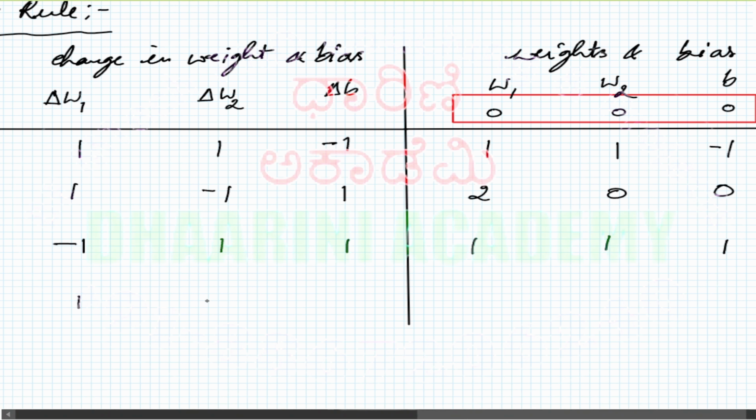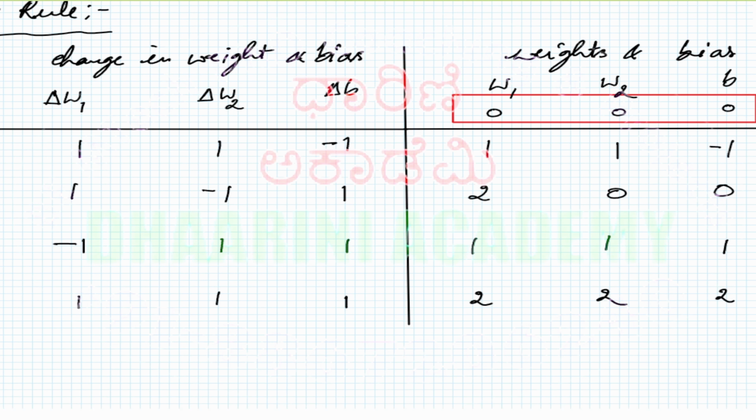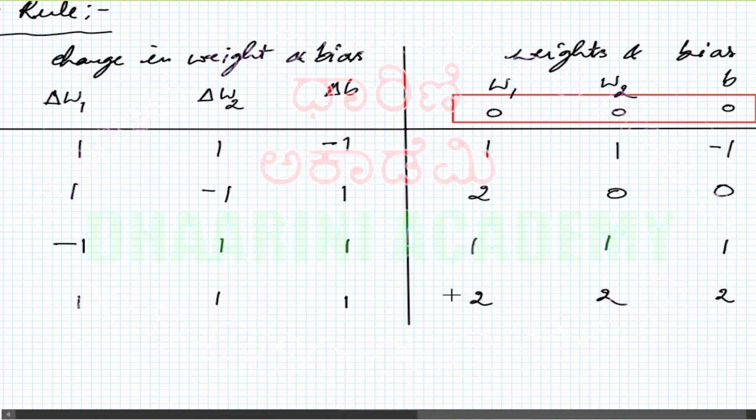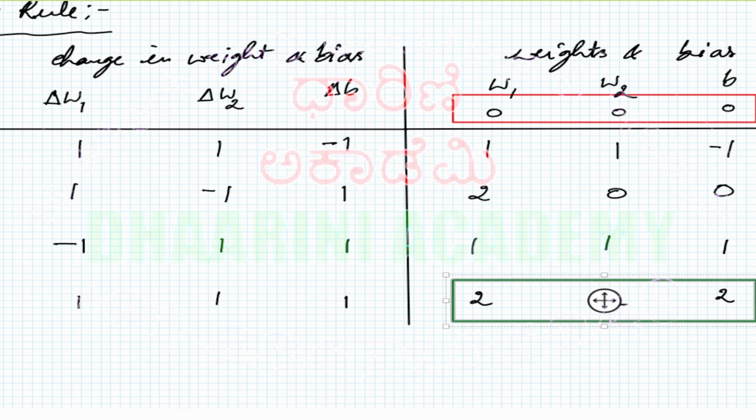These are 1, 1 and a 1. All right. All right, 2, 2 and 2. So this means all the inputs which I'm supposed to give to this network we already have given, and the neural network says that these are the final weights, correct?